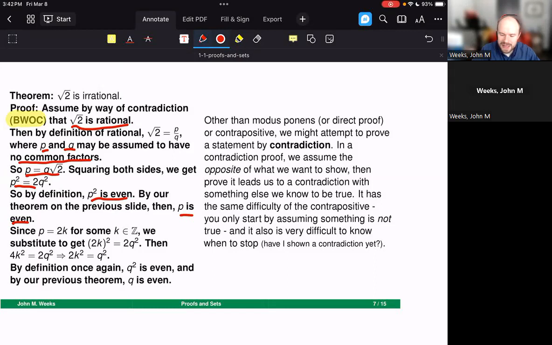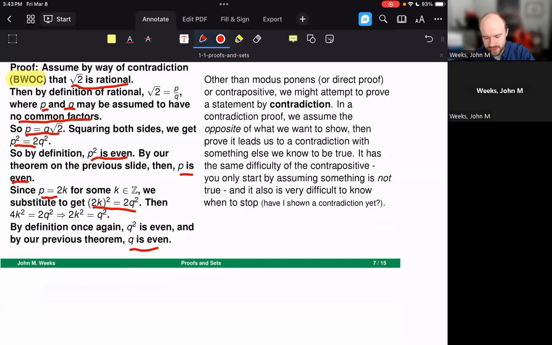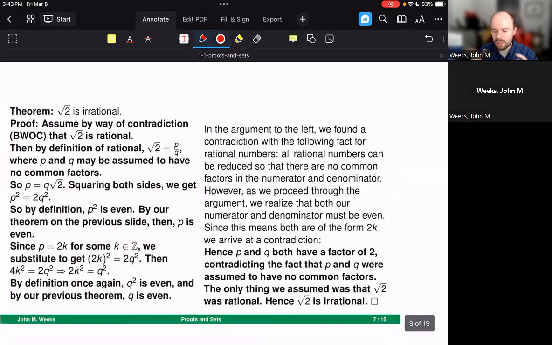Because as you can see, as we get down to the later parts of this, we use the fact that p is even to rewrite one of our previous equations to actually show that q is even, which should immediately spawn a red flag, because we assumed p and q have no common factors. So that's exactly what we're attempting to do here. And our conclusion, now I ran out of room on the left column, so I have to conclude on the right column, is that because p and q both have a factor of 2, that contradicts the fact that p and q were assumed to have no common factors.